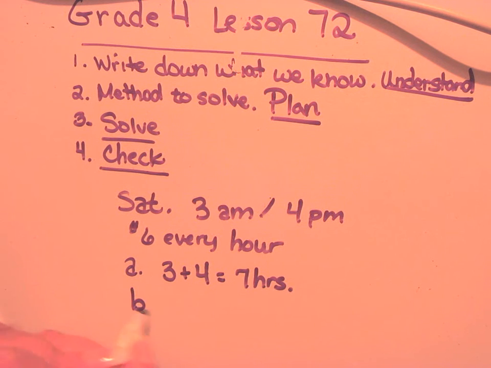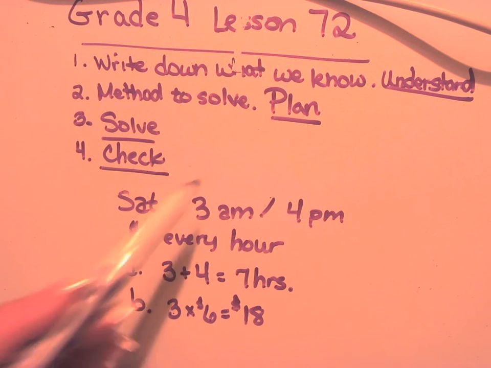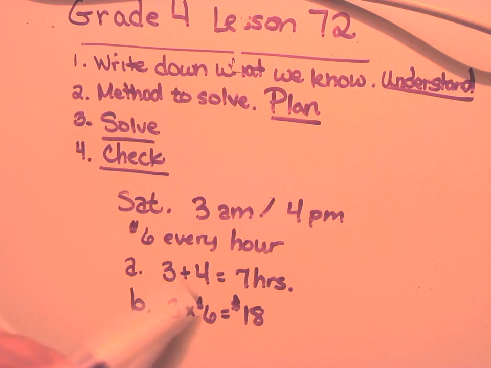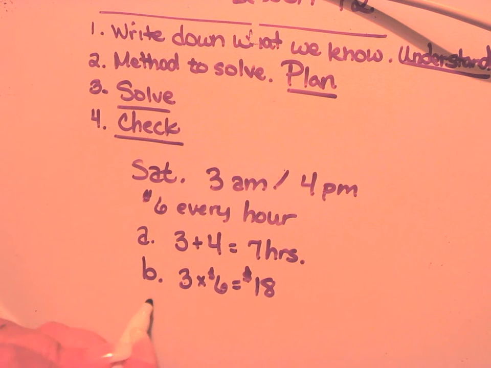For B, how much money did Terrell earn in the morning? So he worked 3 hours in the morning times the $6 for each hour he worked. So 3 times $6 gives me $18. Again, I would go back over that, make sure that that's my answer that I want. 3 hours, $6 for every hour. 3 times 6 does equal 18, so that would be my answer for B.